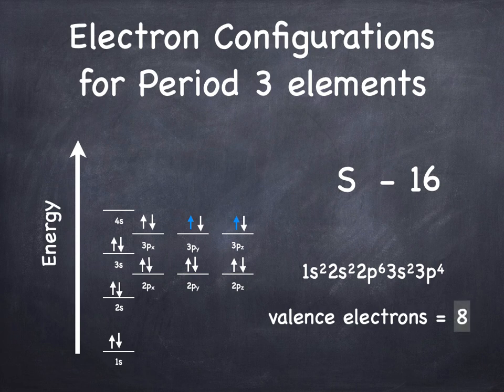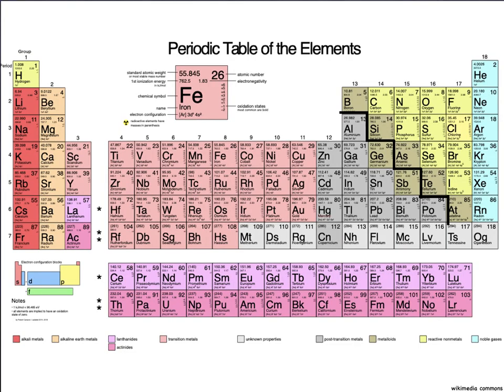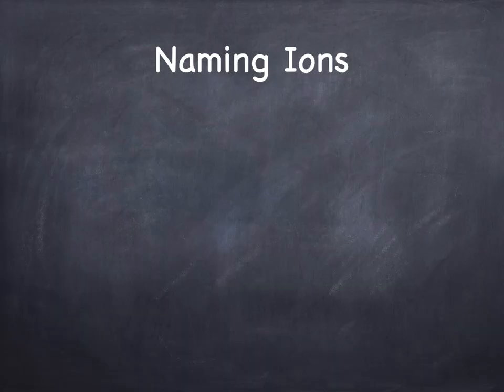And of course, if it gains 2, then we're going to have 6 electrons in that 3p. That's going to be 8 valence electrons. It's no longer going to be a sulfur atom with 16 electrons. It's going to be an S2- ion with 18 electrons, and we refer to that as a sulfide ion. So again, everything to the left of the stair-step line is going to lose electrons and become positive. Non-metals in general, to the right of the stair-step line, are going to gain electrons and become negative.